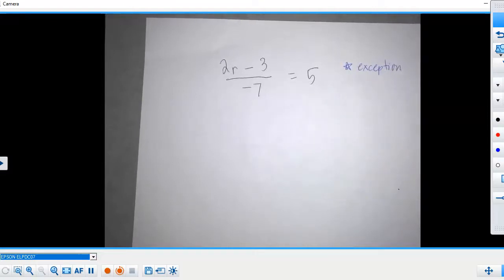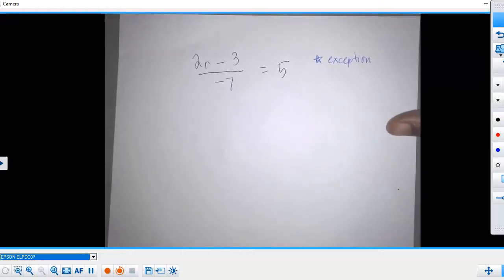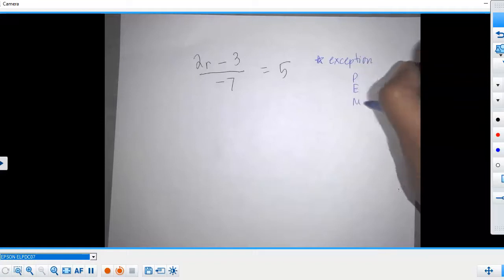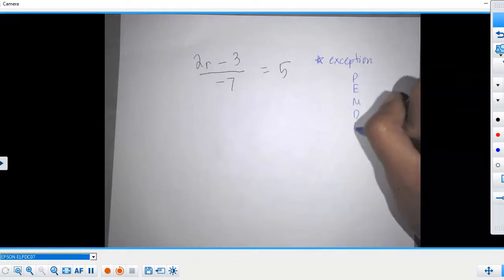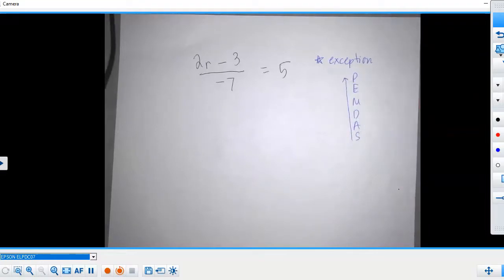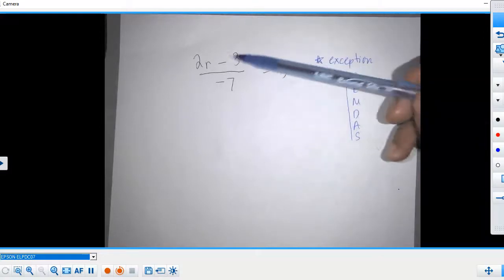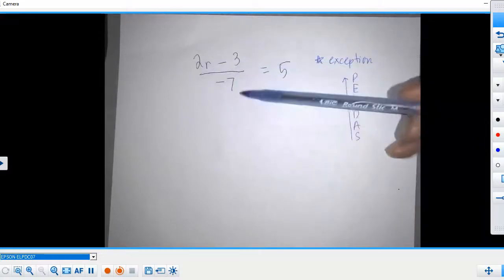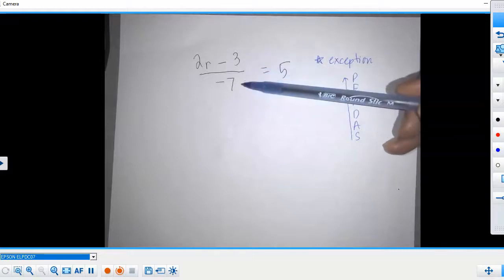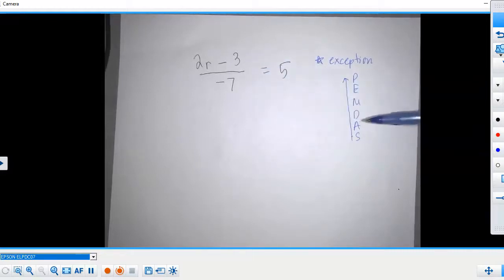Why is this an exception? Because before, like I told you in the last problem, I told you that we do solving of equations from S to P. So addition and subtraction comes before multiplication and division. But this is the exception. Why? Because when you have that variable in the numerator and there's some kind of number in the denominator and it looks like a fraction on one side, we have to do multiplication and division first.